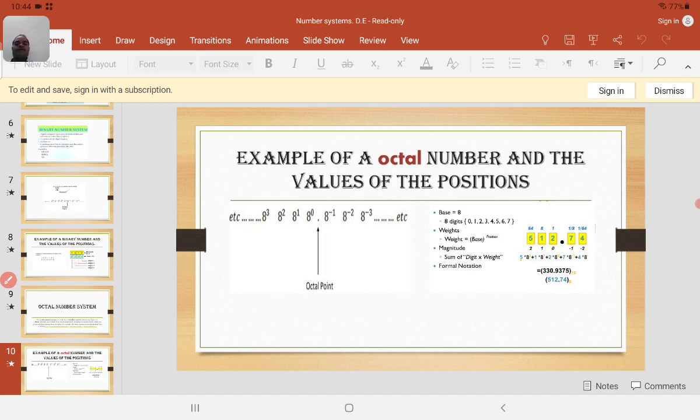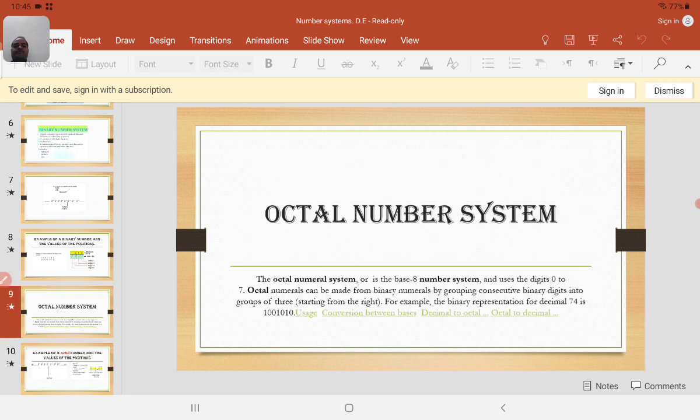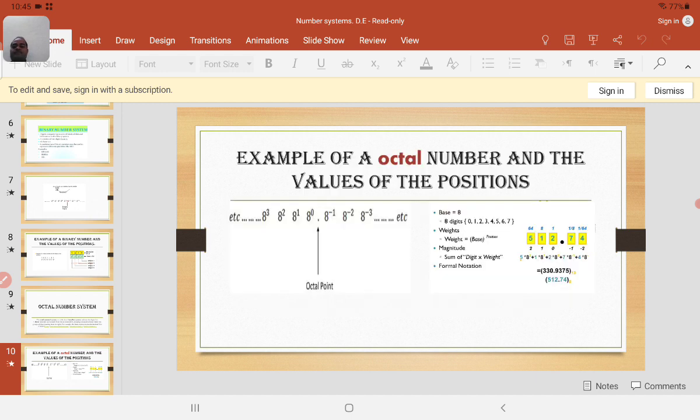Next, an example of an octal number with the positional values. Here the octal point is given. To the left side of the octal point we have the positive powers, and to the right side of the octal point we have the negative powers.